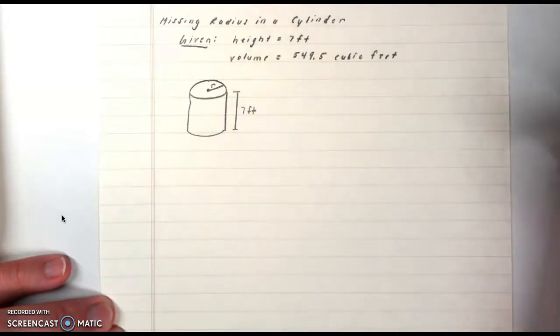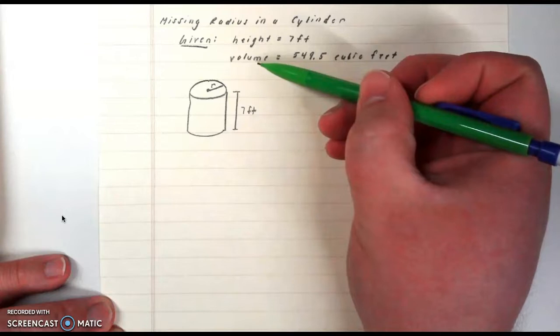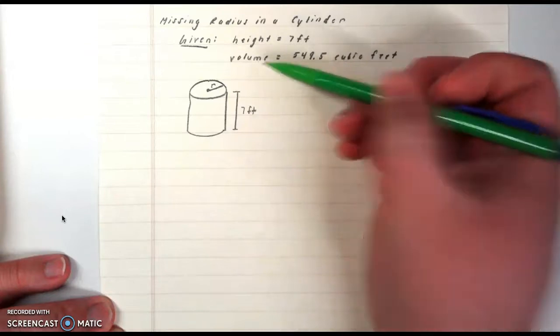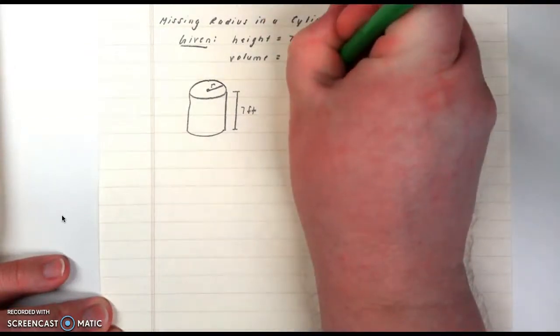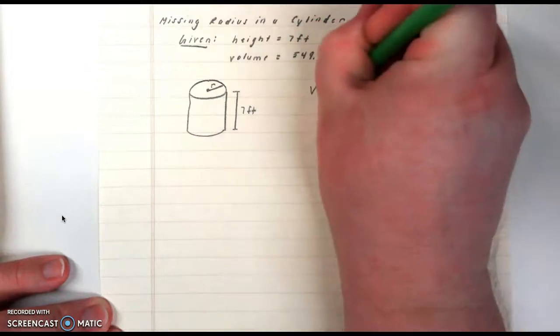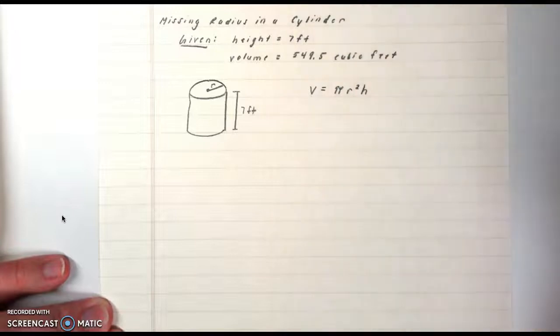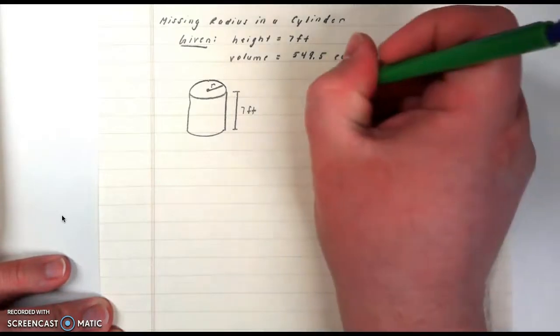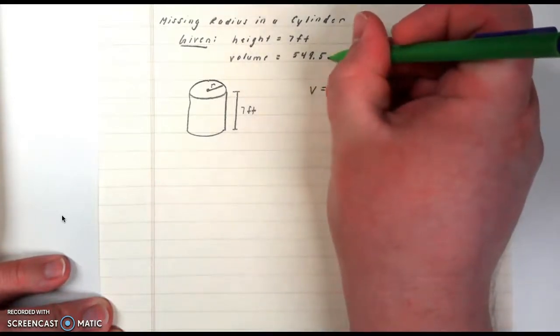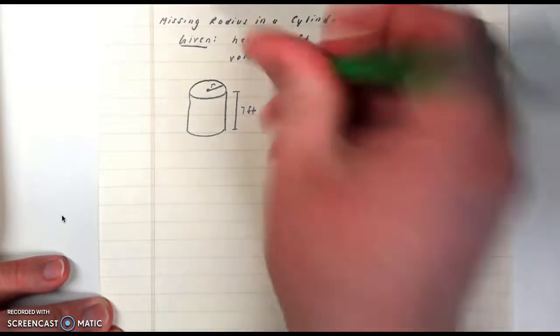So first off, we're dealing with volume, so we're going to be using the volume formula for a cylinder, which is V equals pi r squared h. And we're going to plug in the elements that we know. We know the volume V is 549.5.